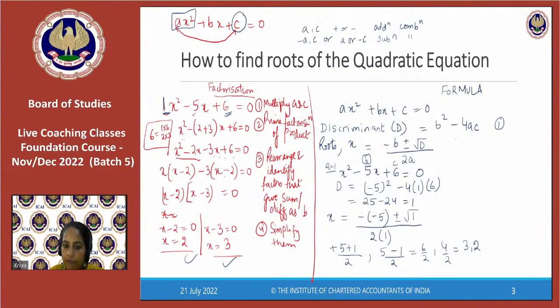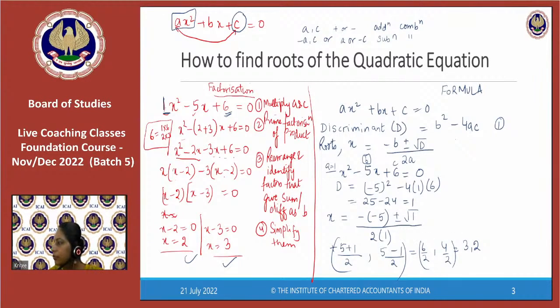So the value of x is minus b plus or minus root D by 2a. So minus and minus b. So minus 5 plus or minus root D, which is 1, by 2a. Solve them individually, one with the plus and one with the minus. So you get two answers like this.